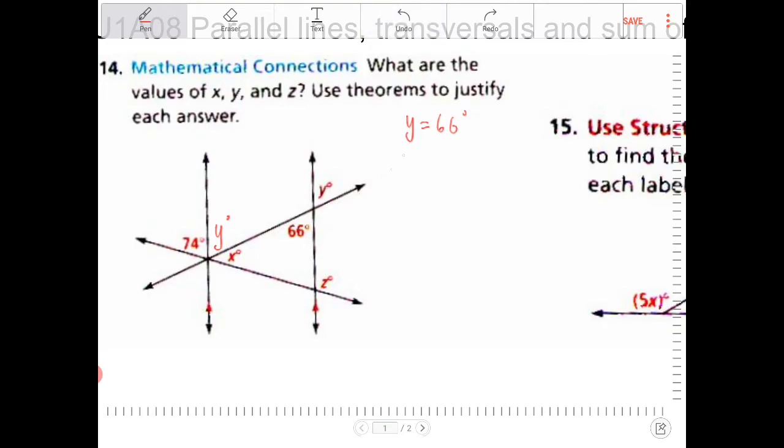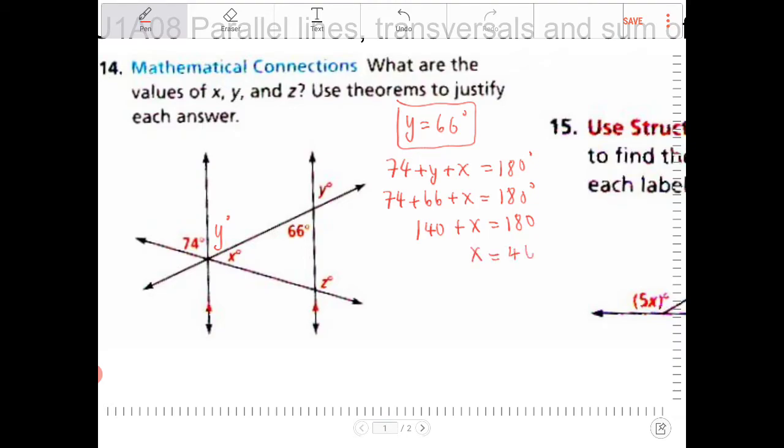So knowing this, I can then say 74 plus y plus x should equal 180. And why is that? Well, that's because this is a linear trio rather than a linear pair. These three angles together form a straight line. So knowing what y is, I can now solve for x. 74 plus 66 plus x is equal to 180. I add together 74 and 66, and I end up with 140 plus x is equal to 180. Subtracting 140 from both sides, x will therefore equal 40 degrees.